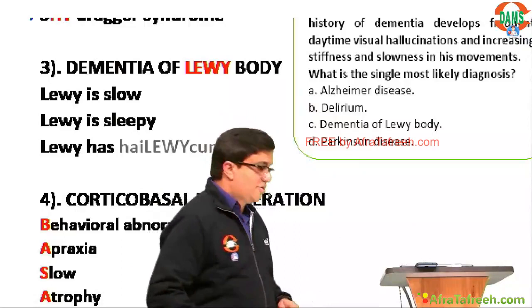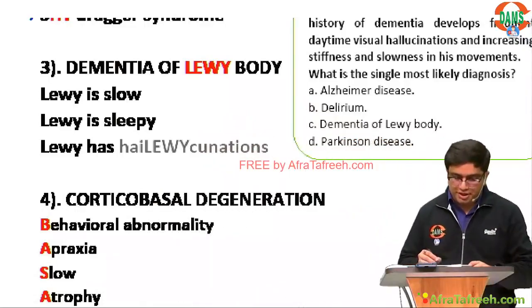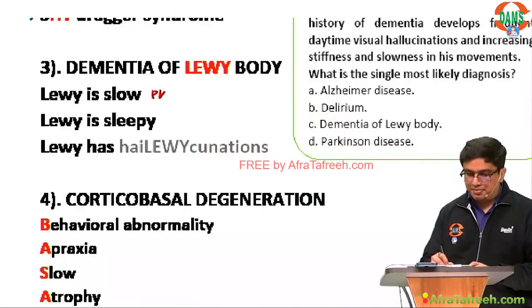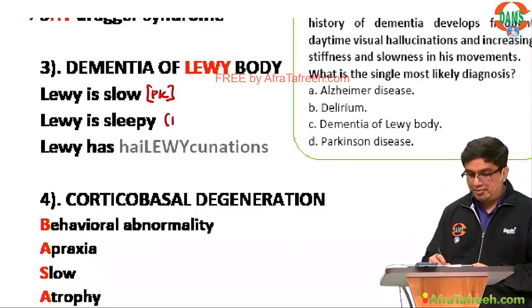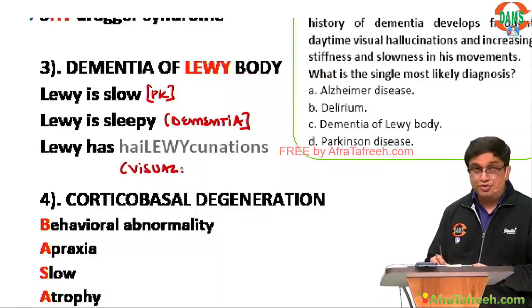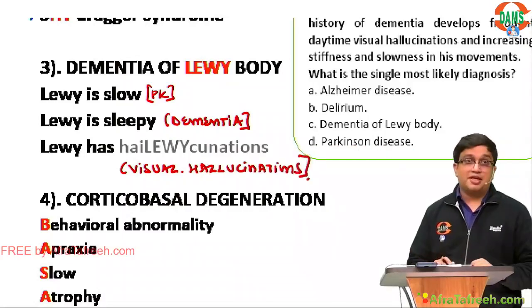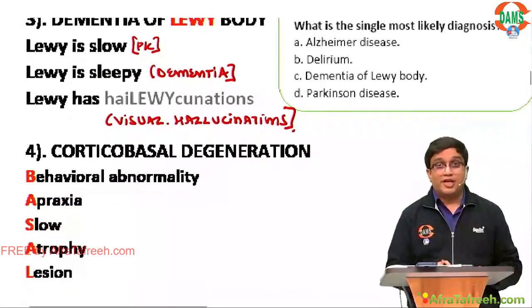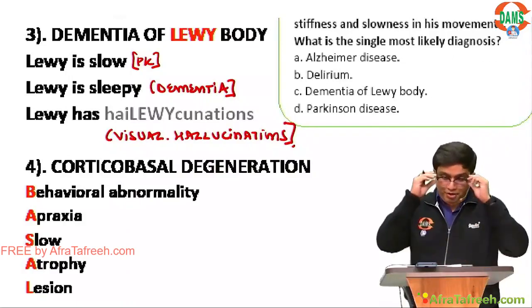Lewy is slow, Lewy is sleepy, Lewy has got hallucinations. So Lewy is slow for the reason he is suffering with symptoms of Parkinson. Lewy is sleepy, in a sense he's got dementia, and Lewy has got hallucinations. Hallucinations that are usually seen in them are visual hallucinations. So Lewy is slow, Lewy is sleepy, and Lewy is L-E-W-Y, Lewy, hallucinations. Okay, a simple mnemonic for this.